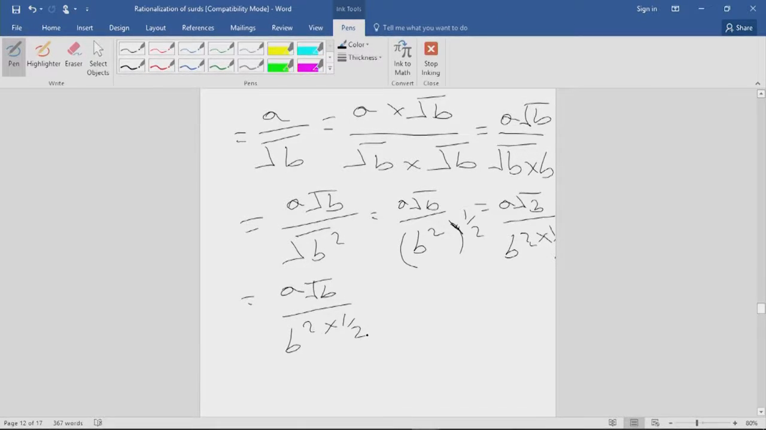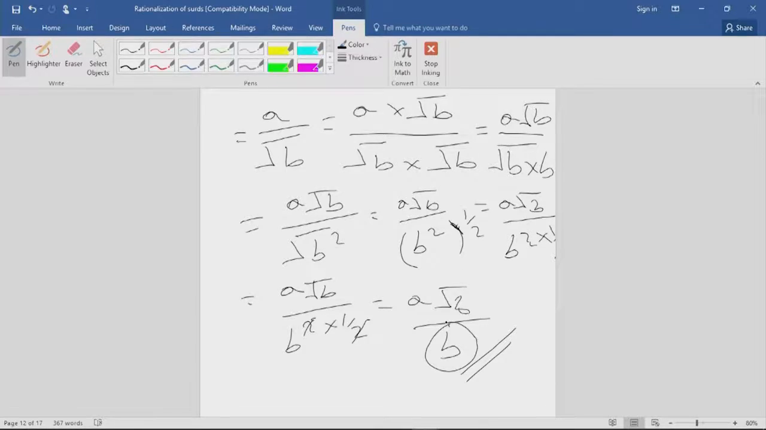That is to say, 2 times 1 gives us 2. 2 upon 2 is the same as 1, or we cancel out from this point, since 2 is common here and 2 is common here. So we are going to be left with a root b all upon b. This gives us our final value for the equation.